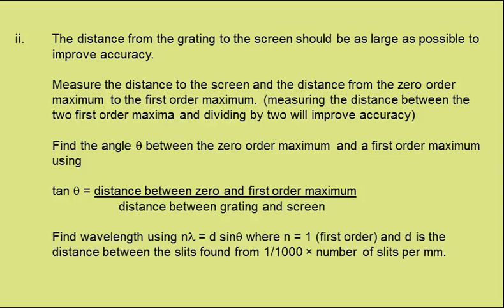We can find the wavelength using n lambda equals d sine theta, where in this case n equals 1 as we're using the first order. d is the distance between the slits. This is found from 1 over 1000 times the number of slits per millimeter.